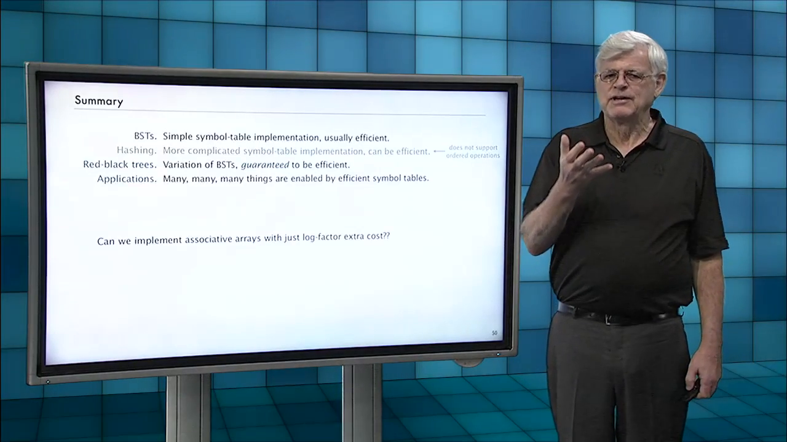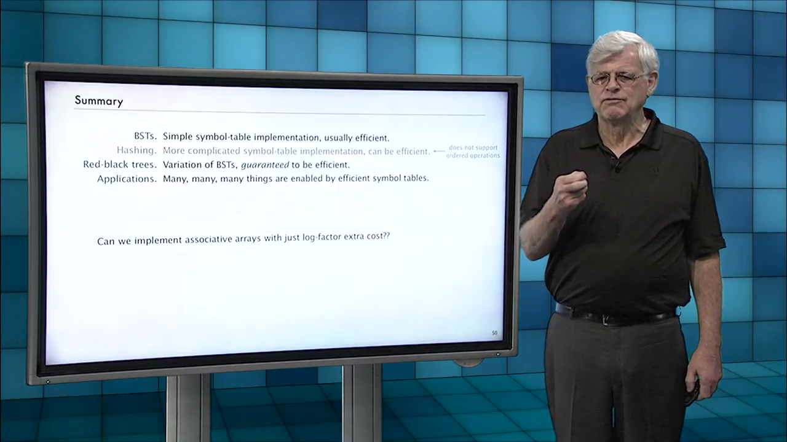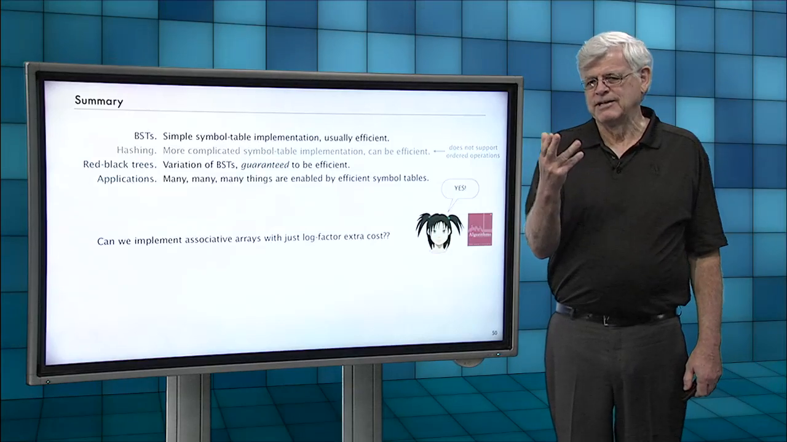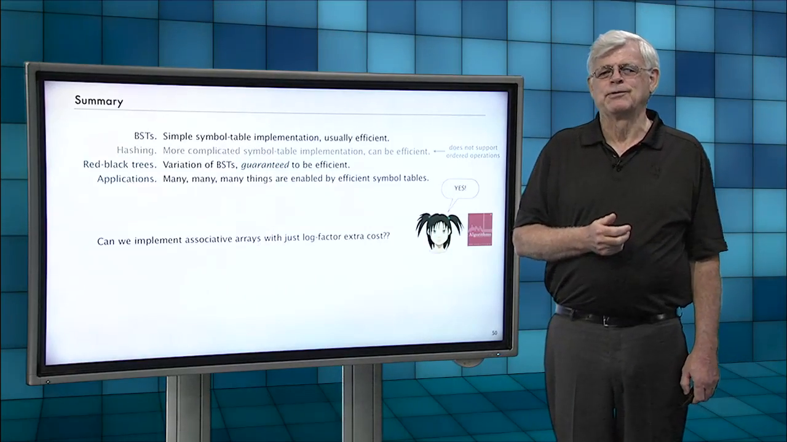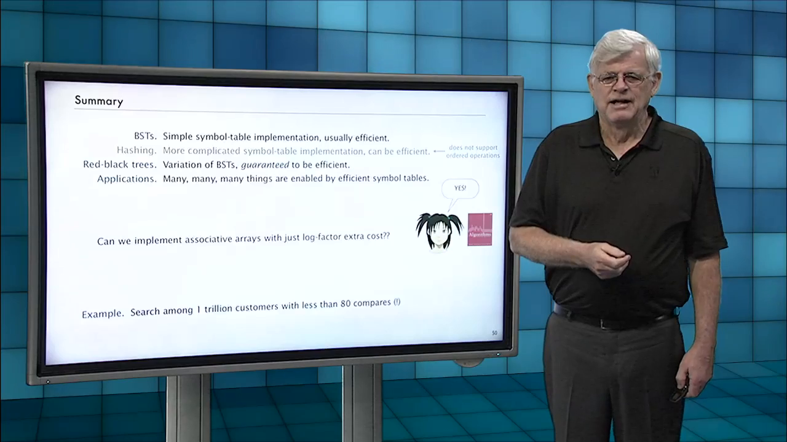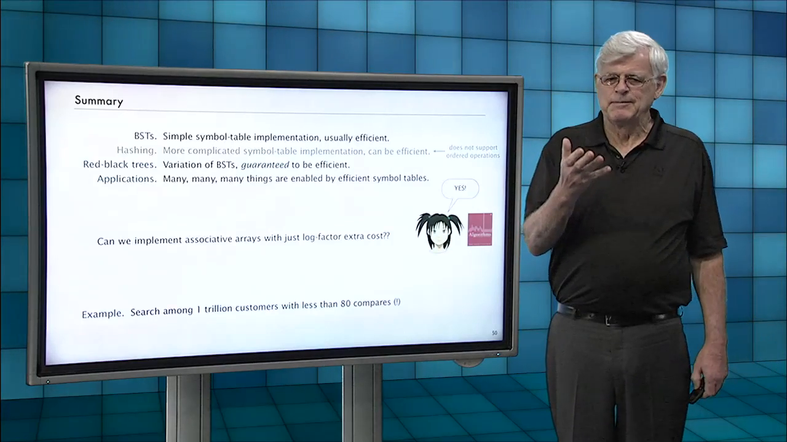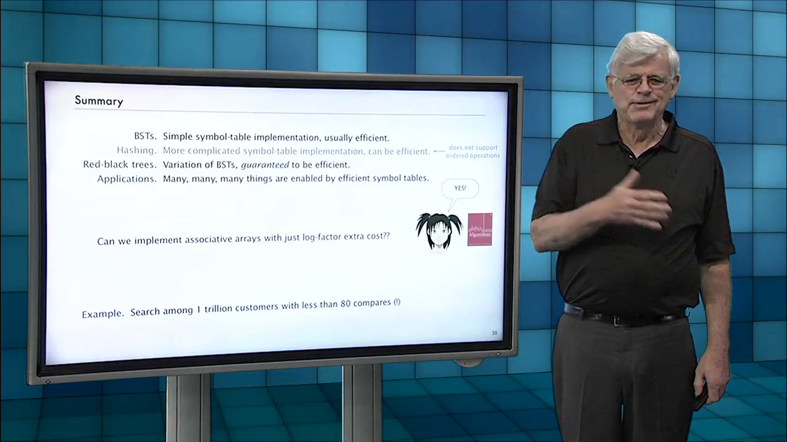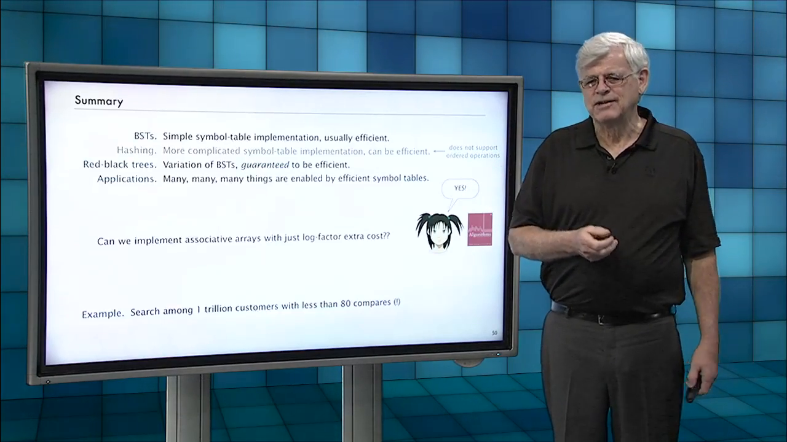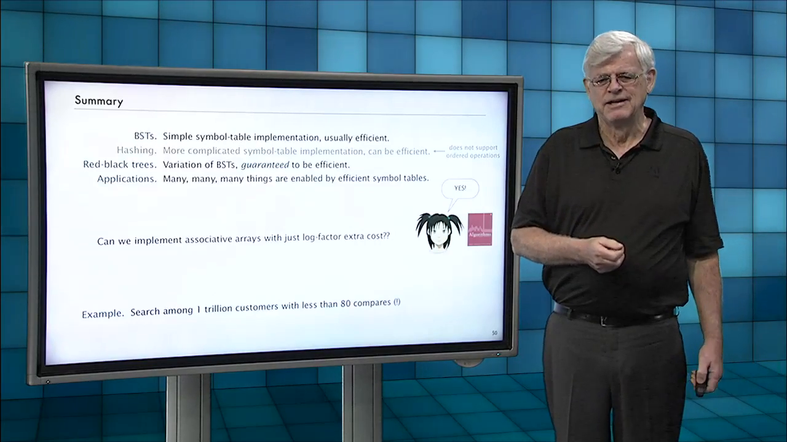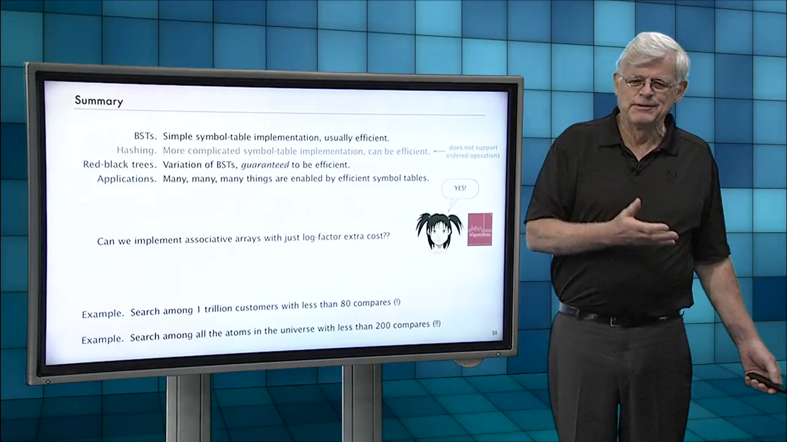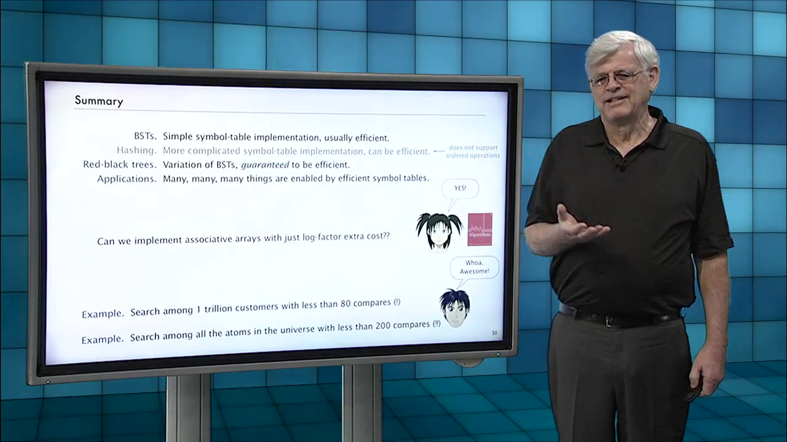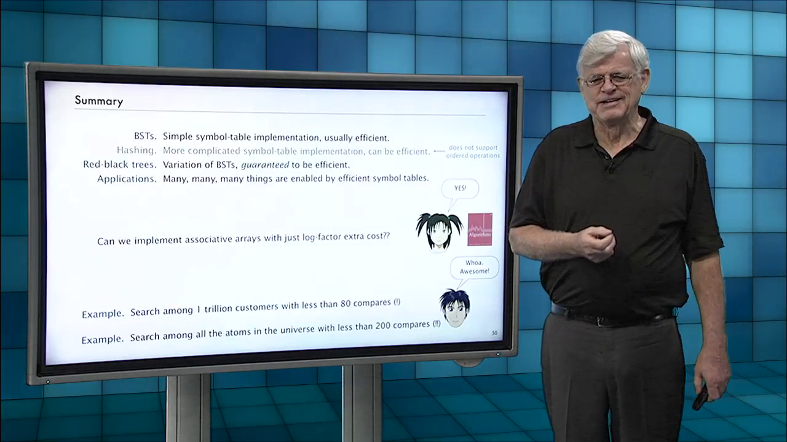So our basic question at the beginning, can we implement associative arrays with just a log factor extra cost? The answer is definitely yes, and Alice, who took our algorithms course, is quite convinced of that. And so when you think about what that means, if you manage to get 1 trillion customers, which might be difficult, you could search among them in less than 80 compares. That's kind of amazing when you think about it. Or even if you had all the atoms in the universe, it would only take 200 compares, and we can guarantee that. That's truly awesome in Bob's language.